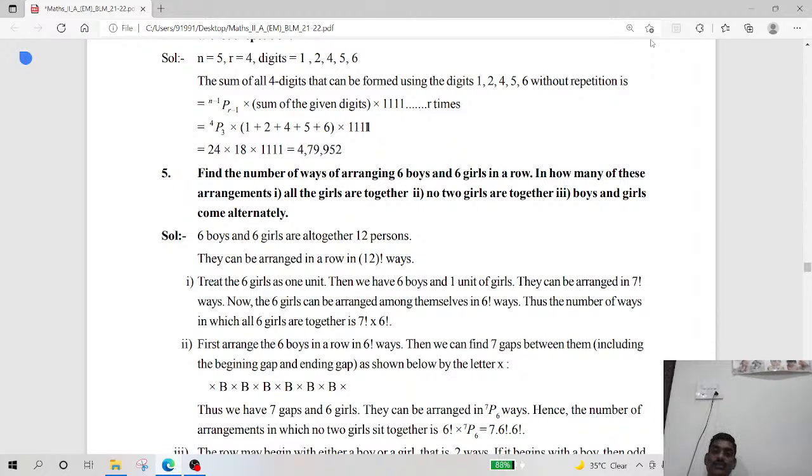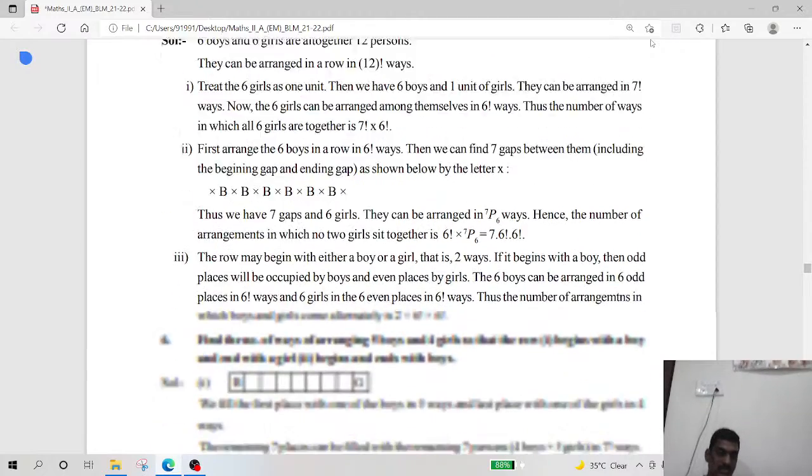Next, the second question is no 2 girls together. So first arrange all the boys, as there is no condition on boys, so the 6 boys can be arranged in 6 factorial ways. Then 7 gaps will be left, and in those 7 gaps 6 girls can be filled in 7P6 ways. Okay.